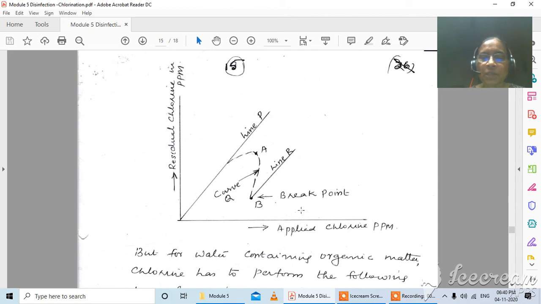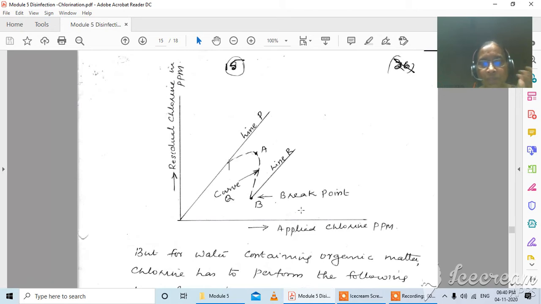At this particular point, even though the chlorine dose has increased a little bit, there is a sudden decrease in the residual chlorine. This point shows the second function of the chlorine demand, that is oxidizing the organic particles, or oxidation of the organic or a little bit of inorganic particles which are present in water.